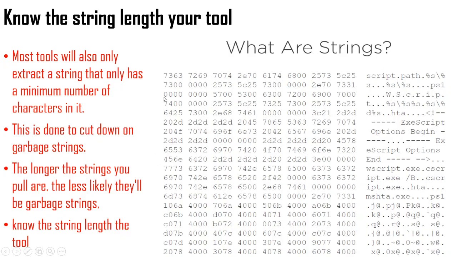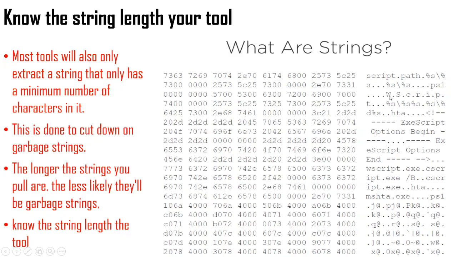So you can see this, right? At the rightmost side, we have some alphabetical and numerical symbols. These are called strings. And the leftmost side is explained with the hexadecimal format. For example, "script" is a string. "Dot path" is a string. Dot slash, slash, percentage: everything is called strings.